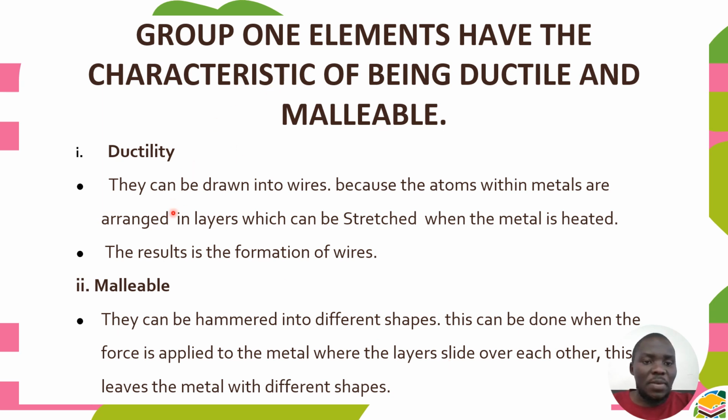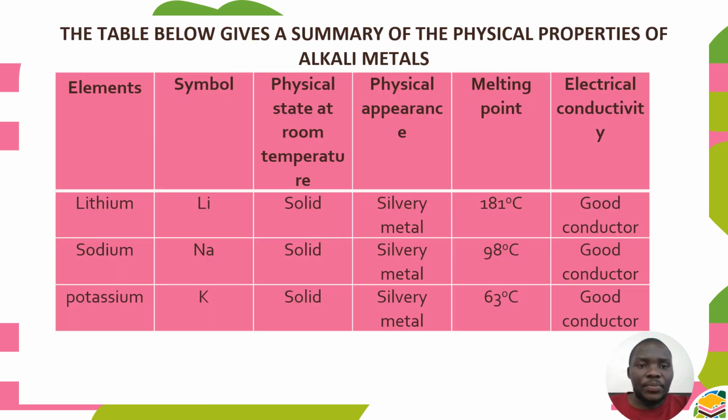It's very important why we discuss this, because we use metals every day, and we often find metals in different shapes. It's because of these characteristics. We can conclude that because they have atoms arranged in layers, those layers can be stretched, or you can apply a lot of force and the layers can slide and change into different shapes.